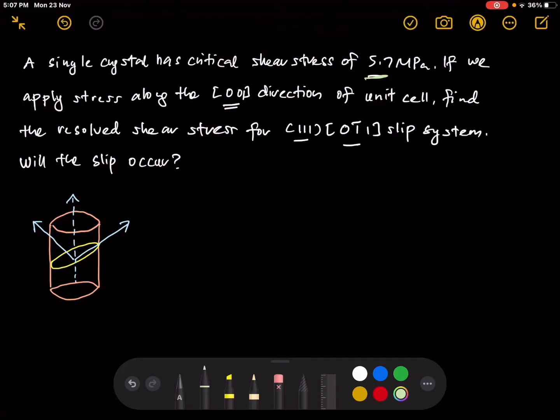So when we apply loading perpendicular to a surface on some plane, for example here, we have a plane here. On some plane there will be a shear stress, and here we have a slip direction. And here we have an applied force, and here we have a slip normal to the plane.